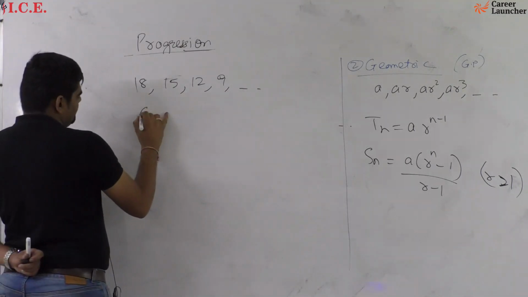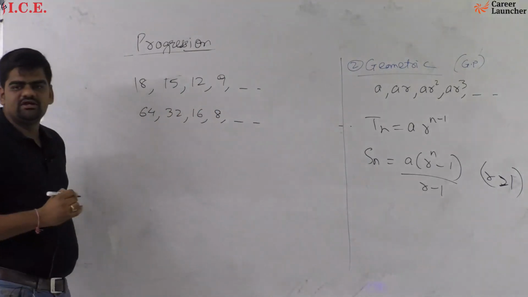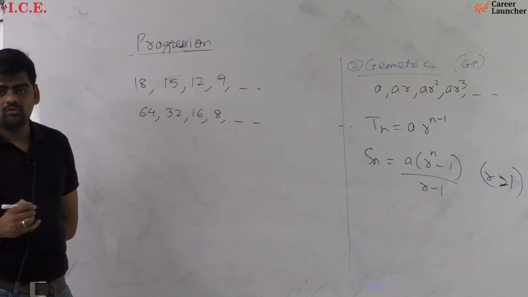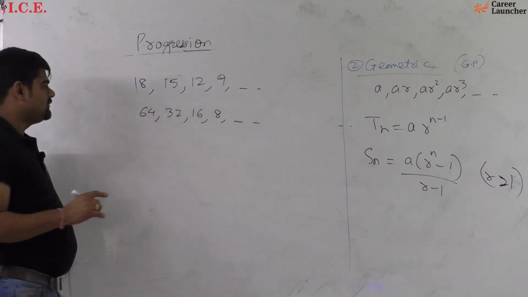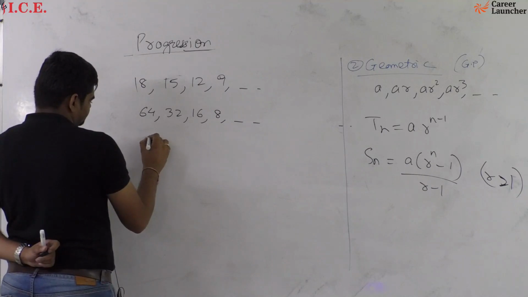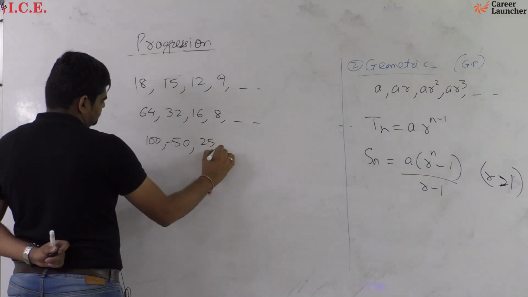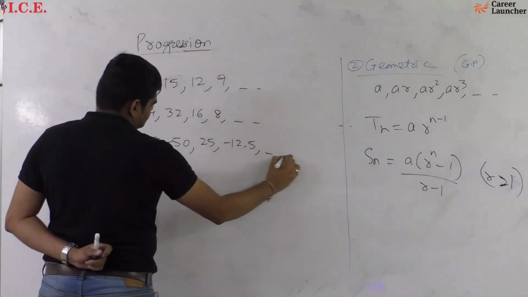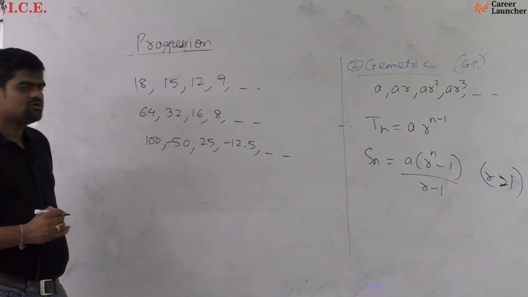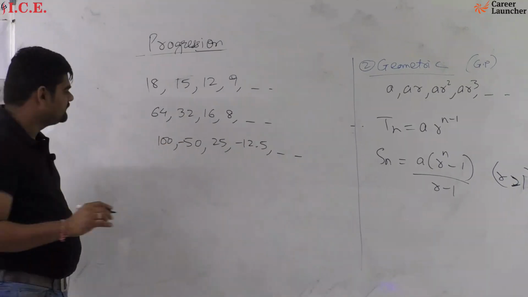What about this? AP or a GP? It's a GP. What is the common ratio? 1 by 2. Okay. Next one: AP or a GP? GP. What is the common ratio? Minus 1 by 2. So the minus sign is involved in this. Clear?